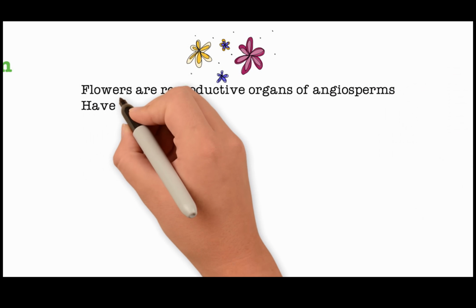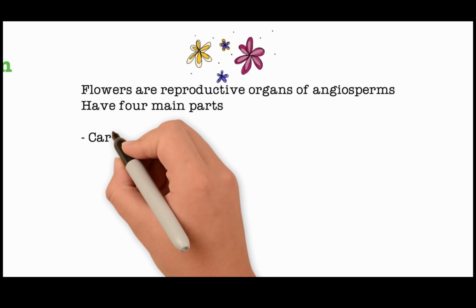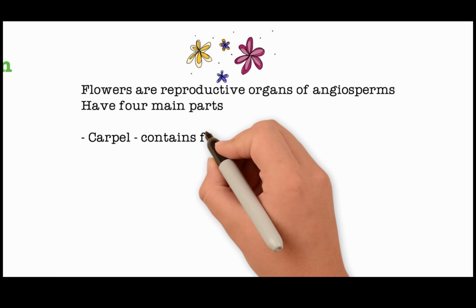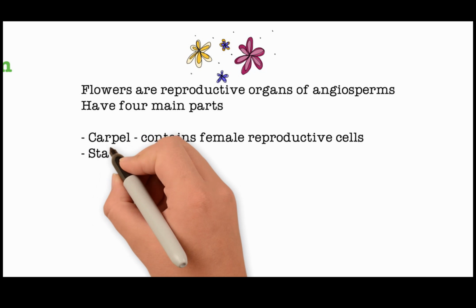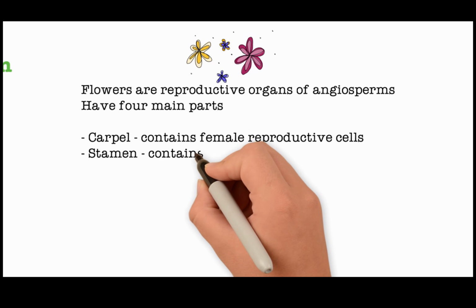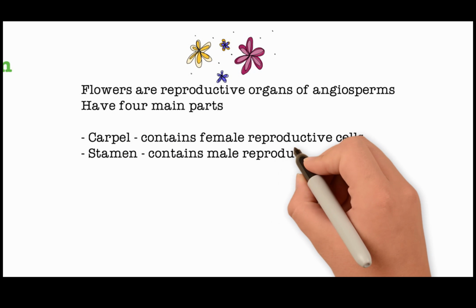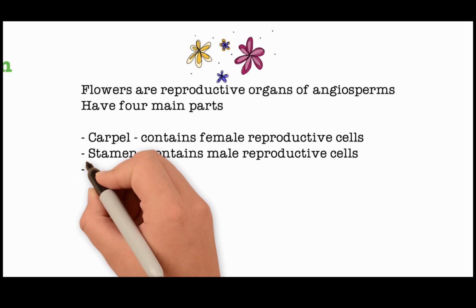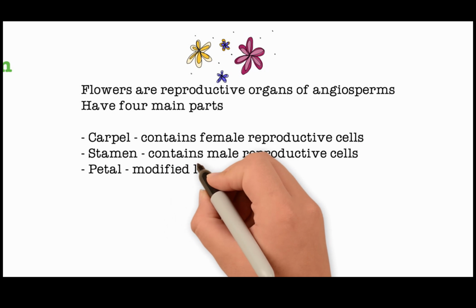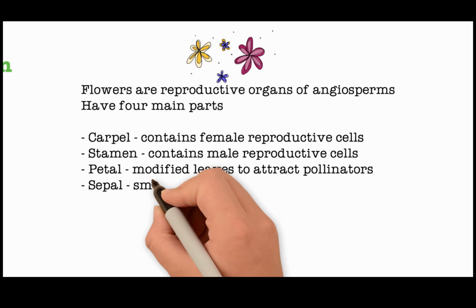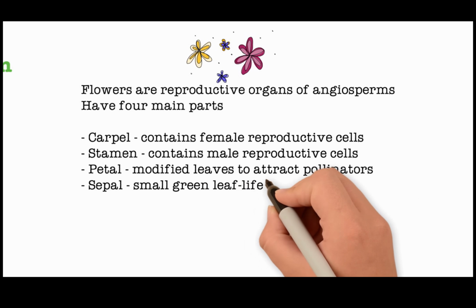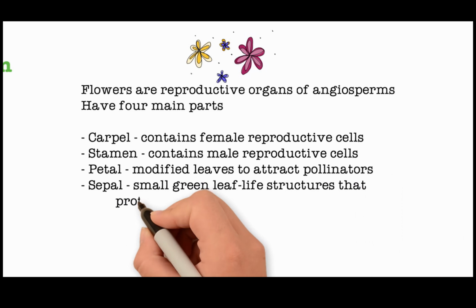There are four major parts of a flower: the carpel, sometimes called the pistil, which contains the female structures; the stamen, which contains the male reproductive structures; the petals, which help attract pollinators; and the sepals, which are leaf-like structures that protect the developing bud.